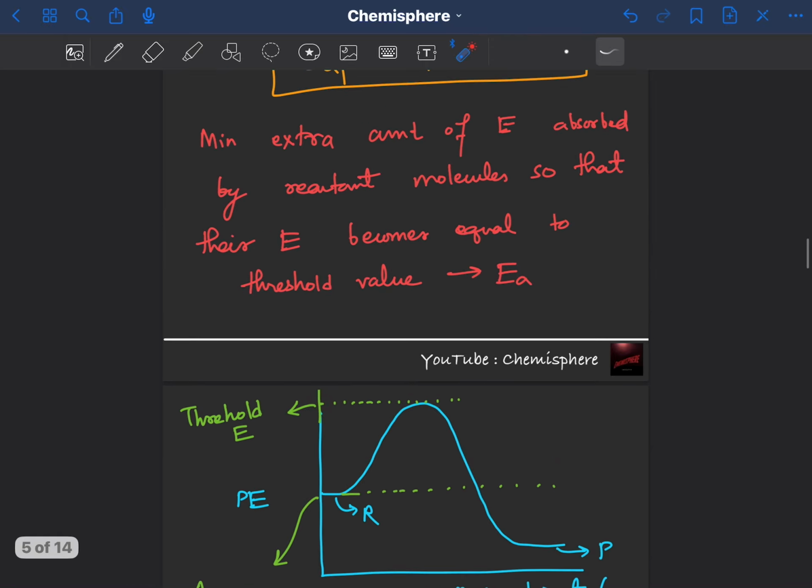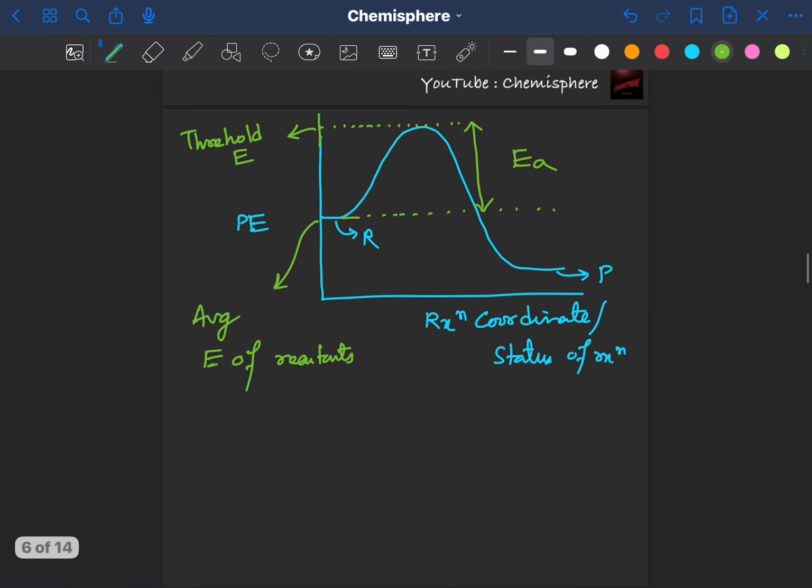Okay, so it is the minimum extra amount of energy absorbed by the reactant molecules, so that their energy becomes equal to the threshold value. So this is known as activation energy. Okay, so we can also write that activation energy is equal to threshold energy minus average energy of the reactants. Okay, cool.